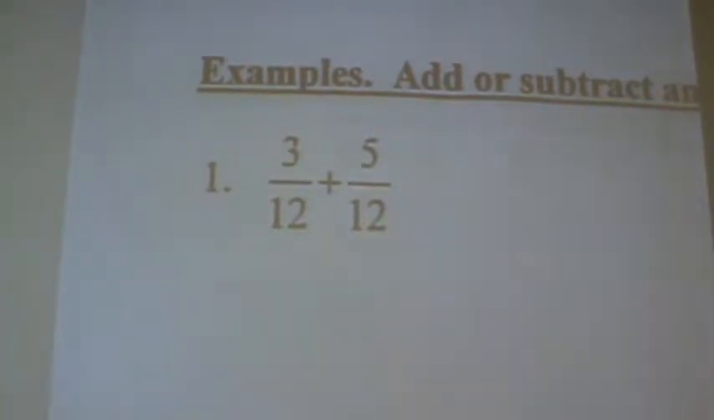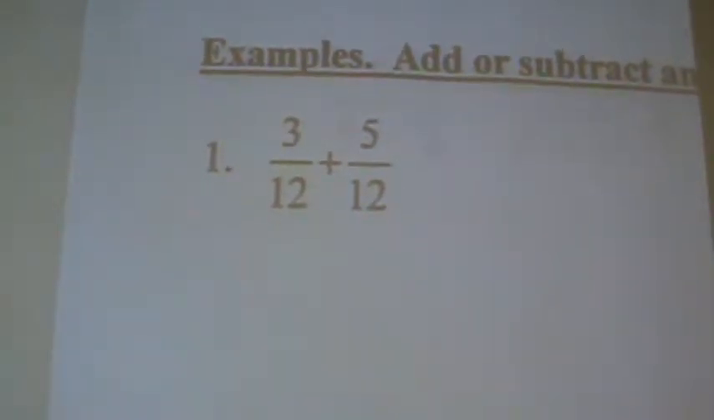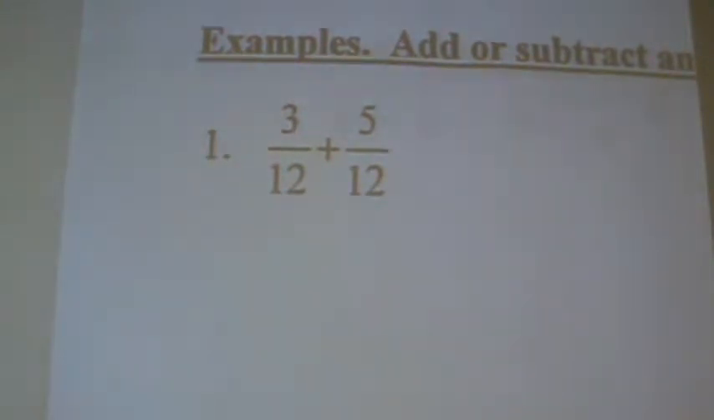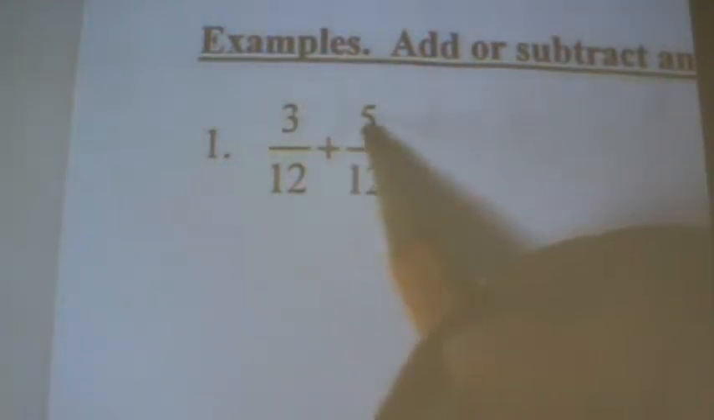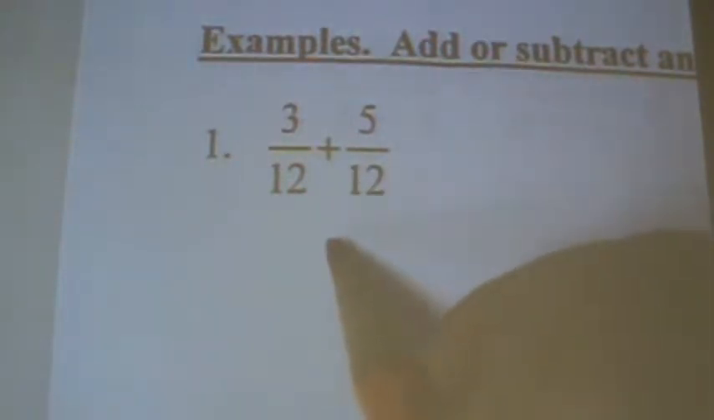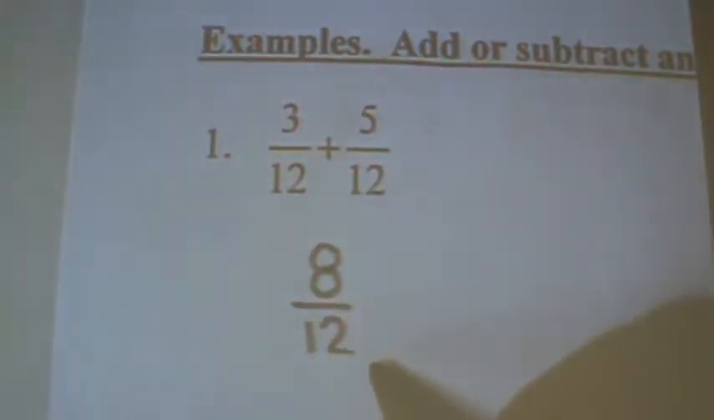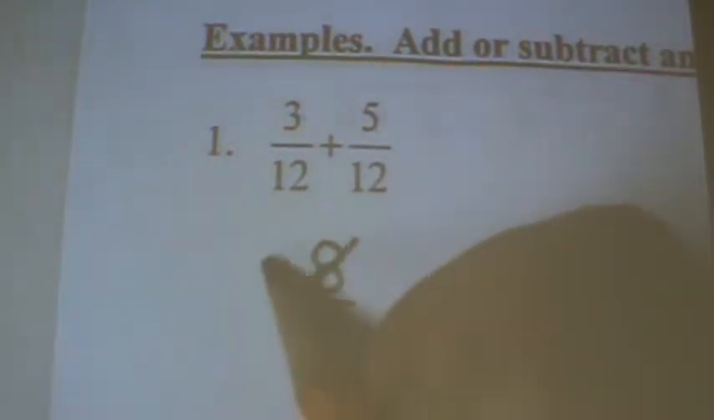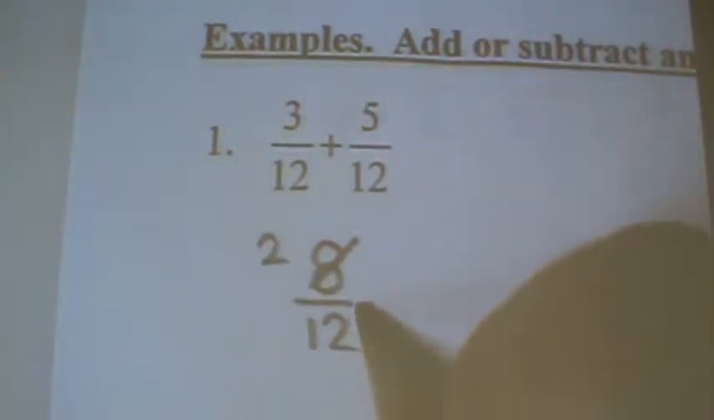Okay, so, for example 1. What are you gonna do? Add the 3 and the 5 together, because the denominator is the same. 3 plus 5 is 8, over 12. 8/12. And then simplify it. How do you simplify it? Divide top and bottom by 4. What do you get? 2/3.